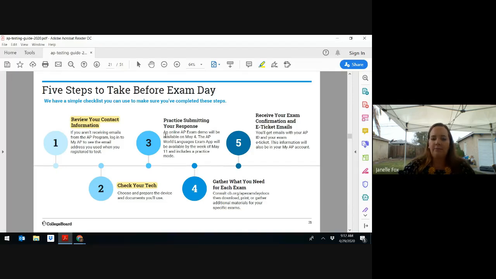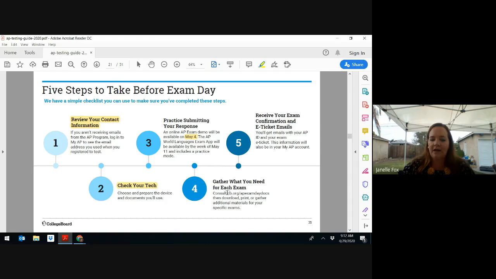So right here, May 4th, here's the date, guys. May 4th is when we're going to do our practice. So on May 4th, that's going to be super, super important. May 4th is the day that we're going to practice. Even I'm going to practice. And then you're going to get everything that you need for your exam.